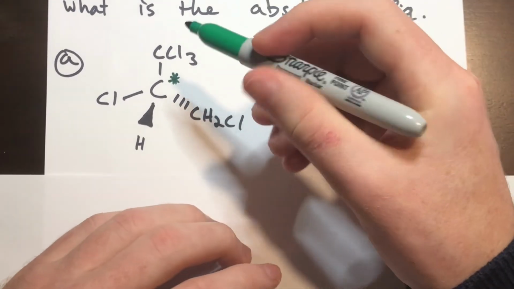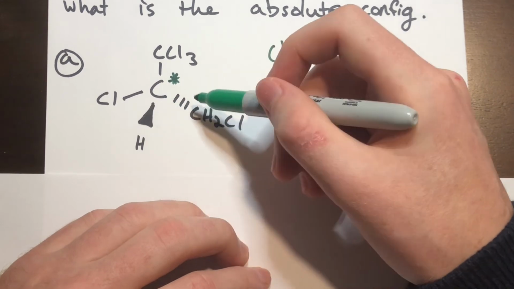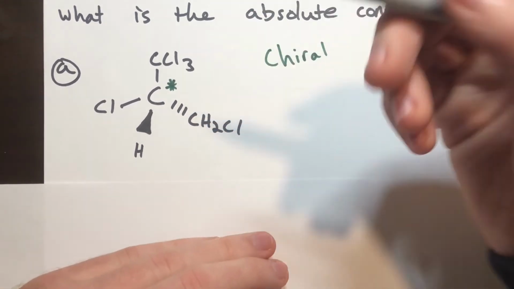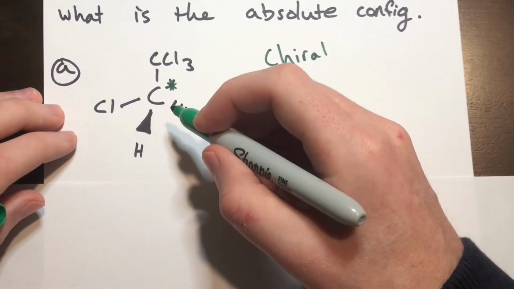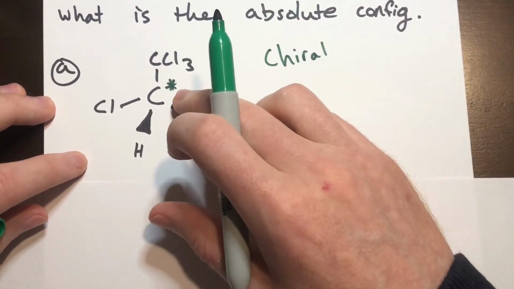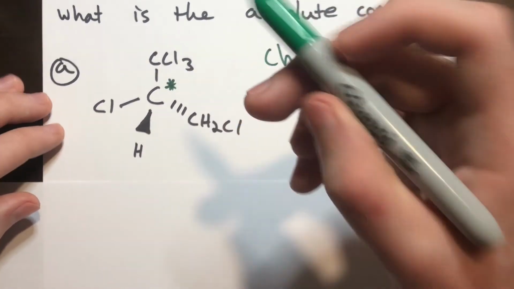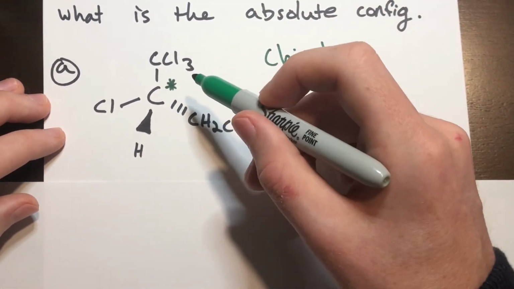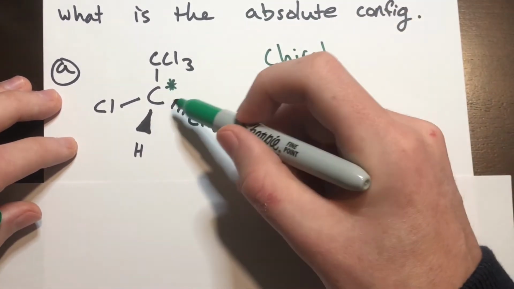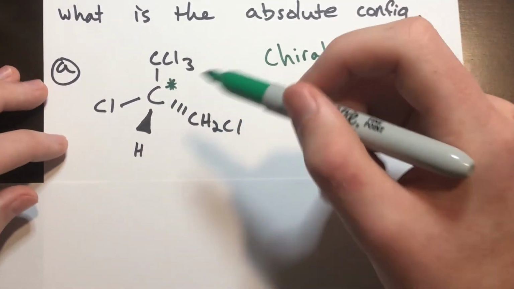And whenever you see these dashes and wedges, that's usually an indication that there's going to be a chiral center at that position, but it's not always the case. So you have to check yourself, but if you see these dashes and wedges, you should certainly check if that position is chiral on your own. It's just kind of an indication that, hey, I should pay extra attention to that carbon because it's dashed and wedged.